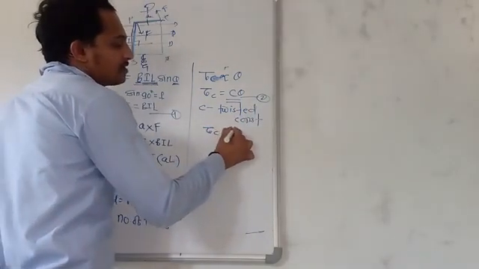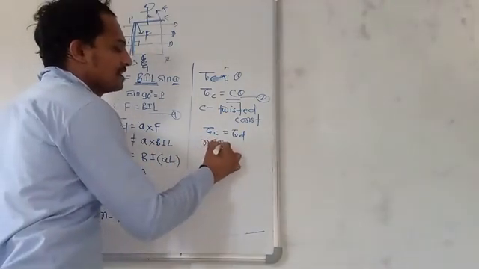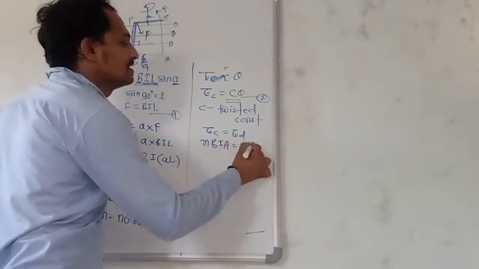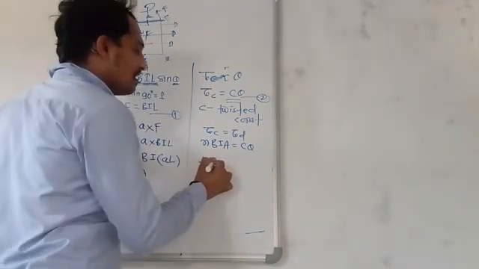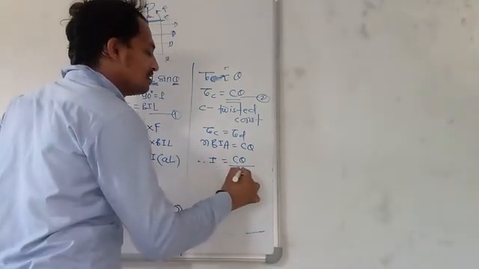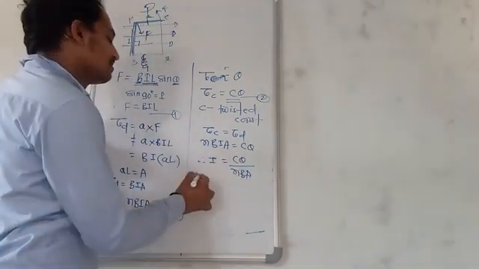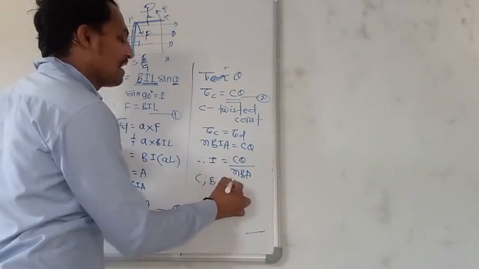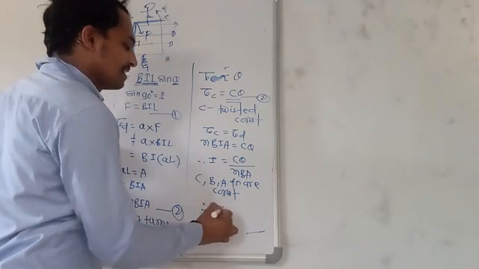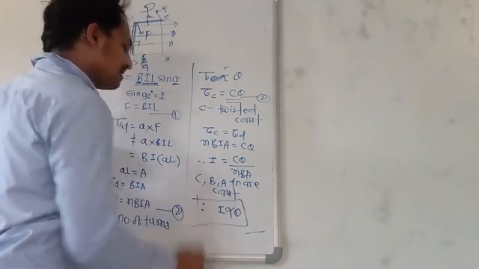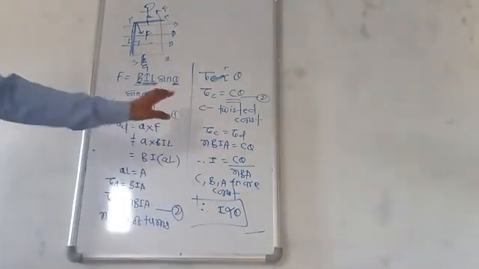So tau c and tau d are equal, and because of that NBIA is equal to c theta. Hence, we find the value of current: I is equal to c theta upon NBA, and all these quantities c, B, A and N are constant. Hence, current is directly proportional to the angle of deflection. So this is the purpose behind this galvanometer. Okay, so this is all about the galvanometer.